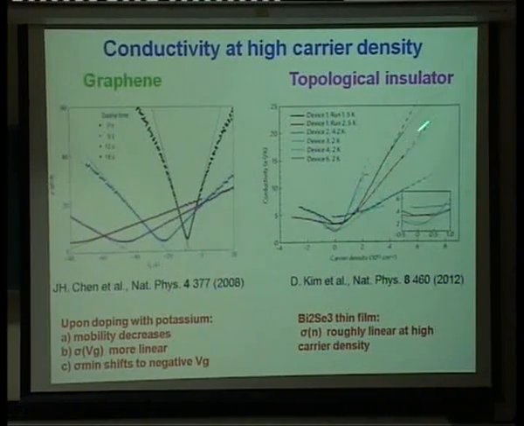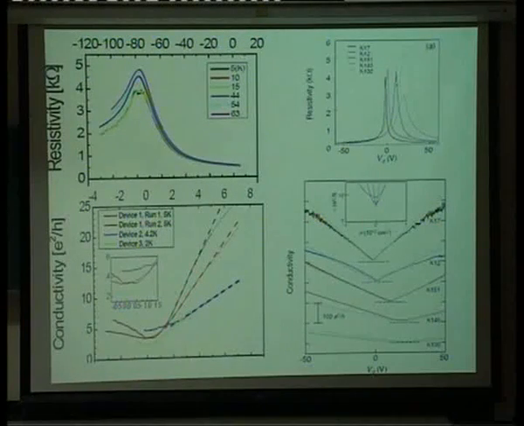Why does it go linearly beyond the Dirac point? Why is it sublinear in graphene far above the Dirac point? These are issues we want to understand. This is basically the same thing now, showing resistivity, so that you know.